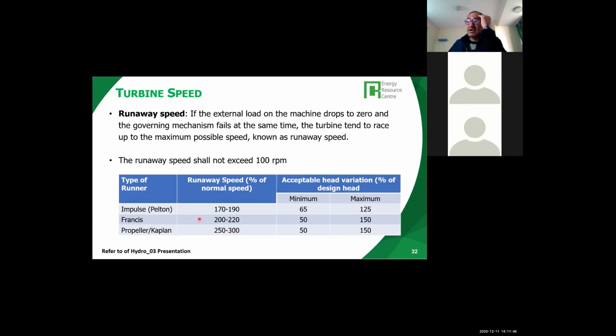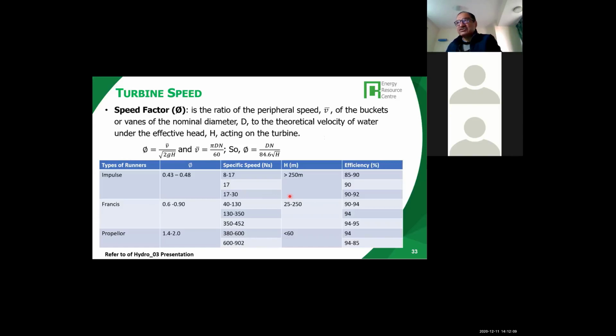And the other one is the runaway speed. Runaway speed occurs when the external load on the machine drops to 0 and the governing mechanism fails. At the same time, the turbine tends to race up to the maximum possible speed, known as the runaway speed. The runaway speed should not exceed a limit, which is based on the turbine type and the manufacturer.